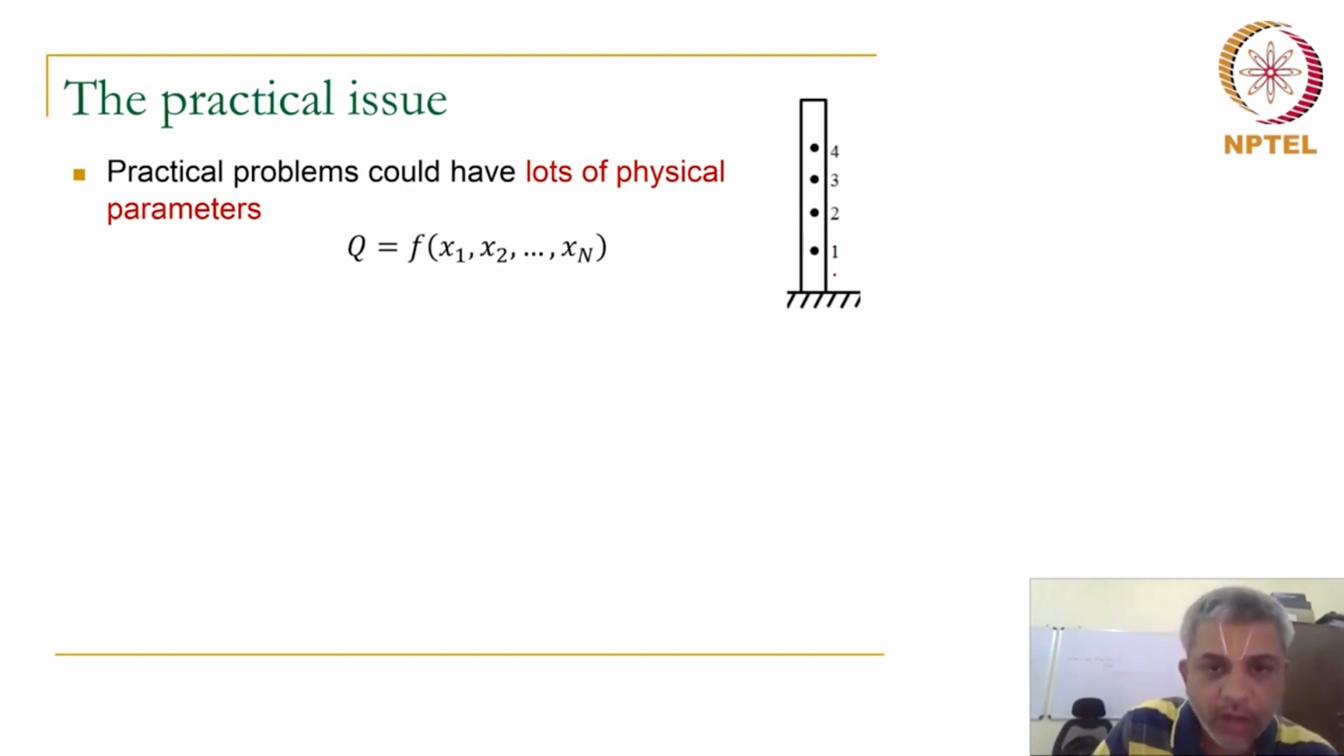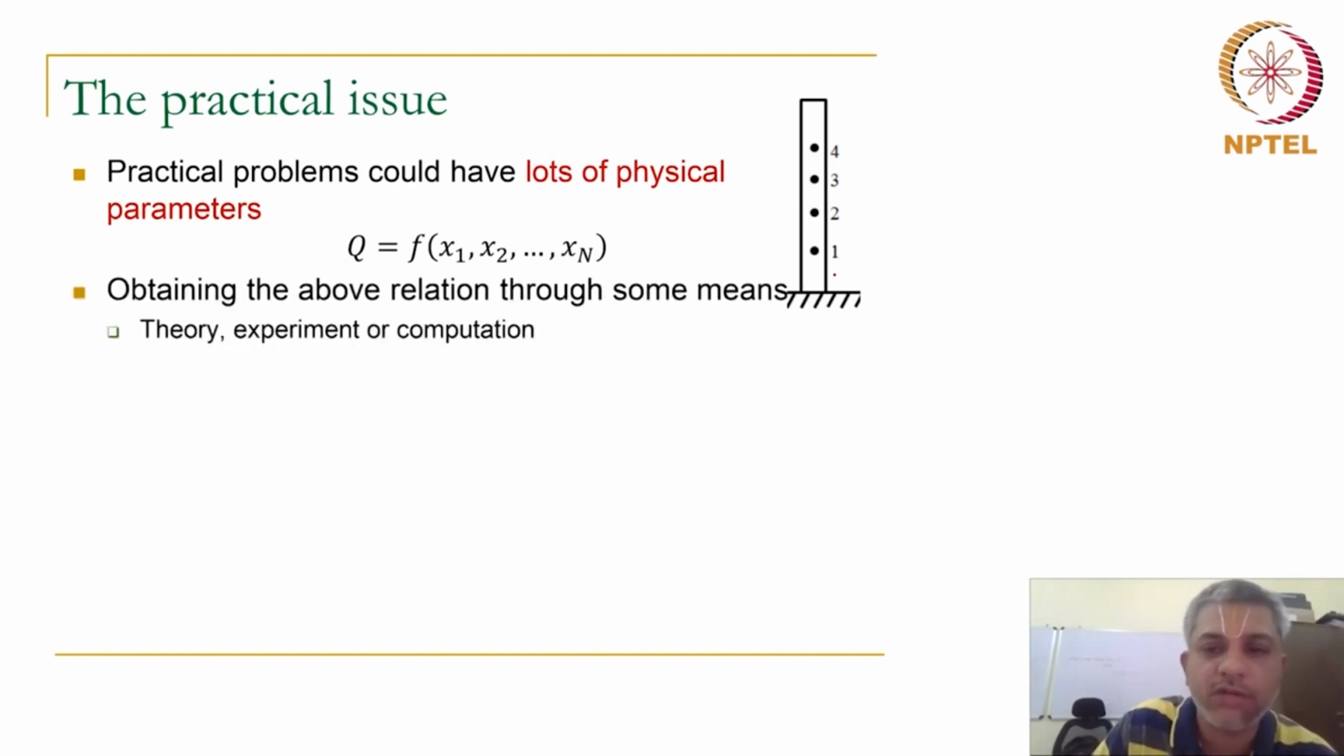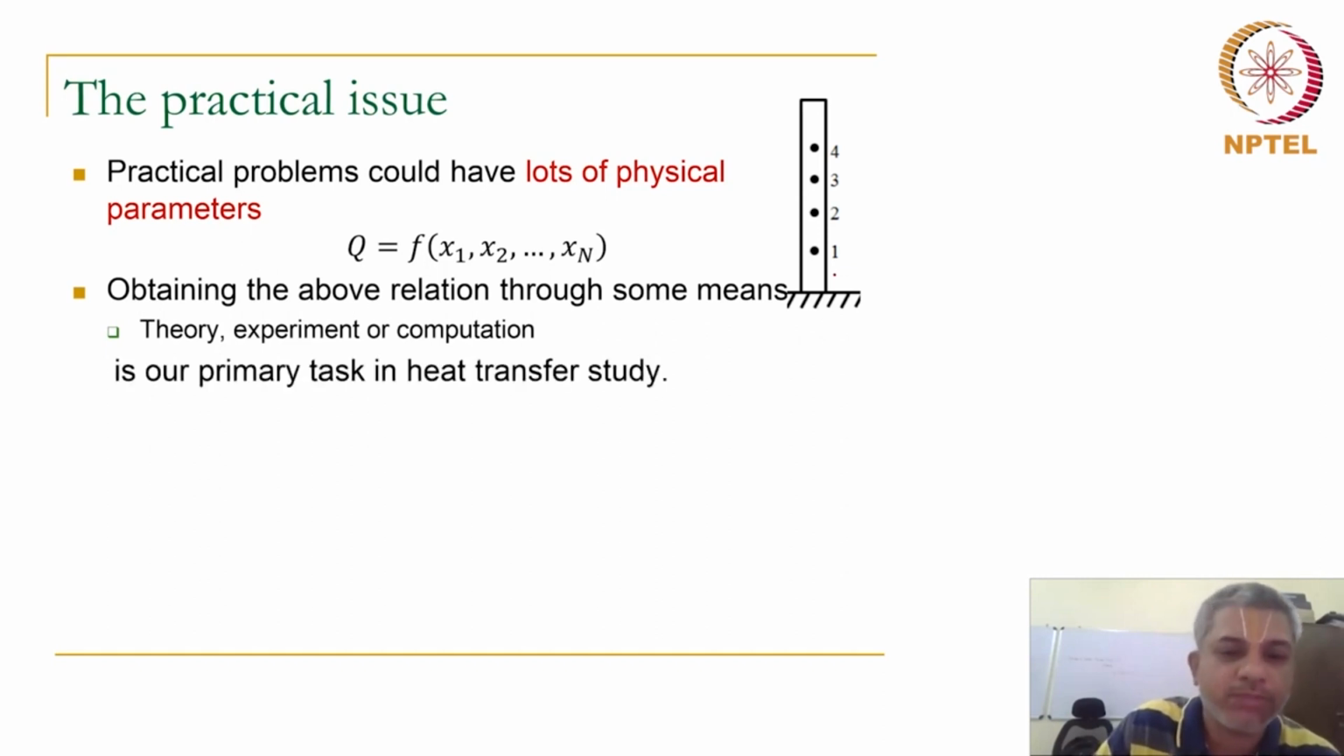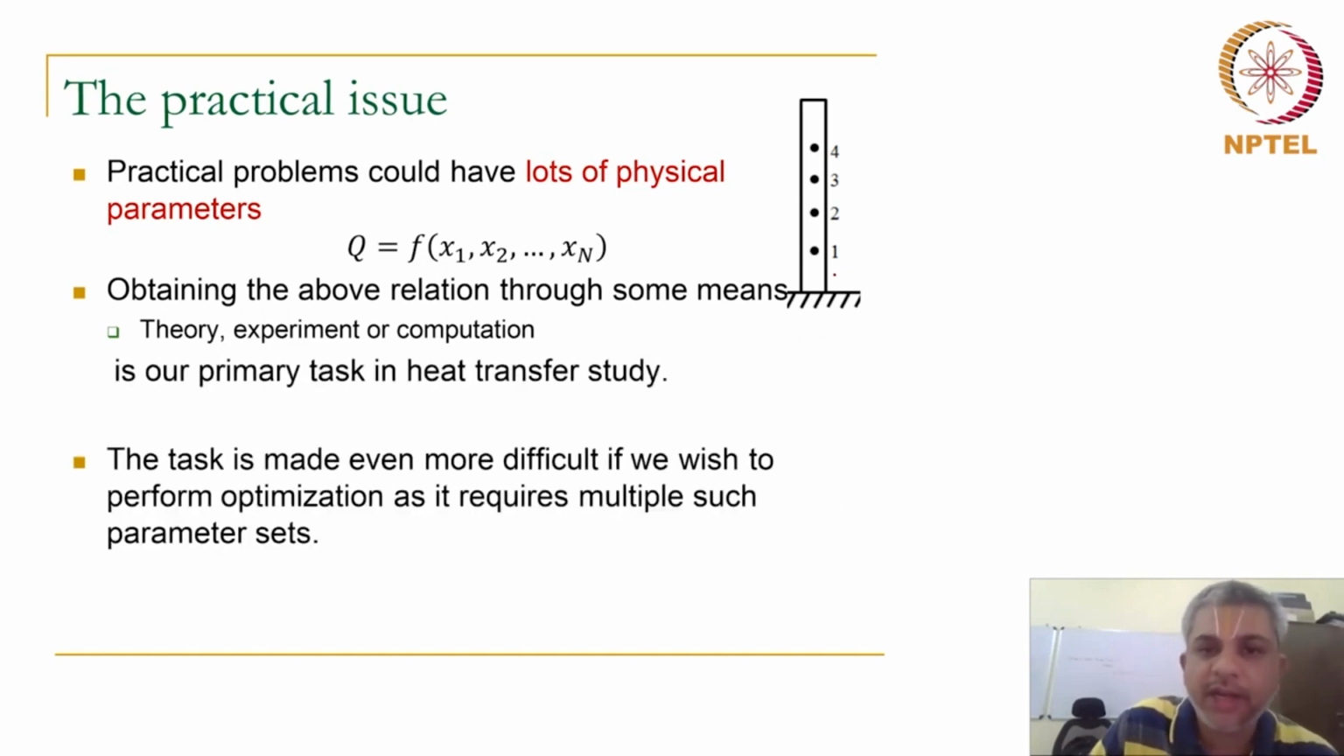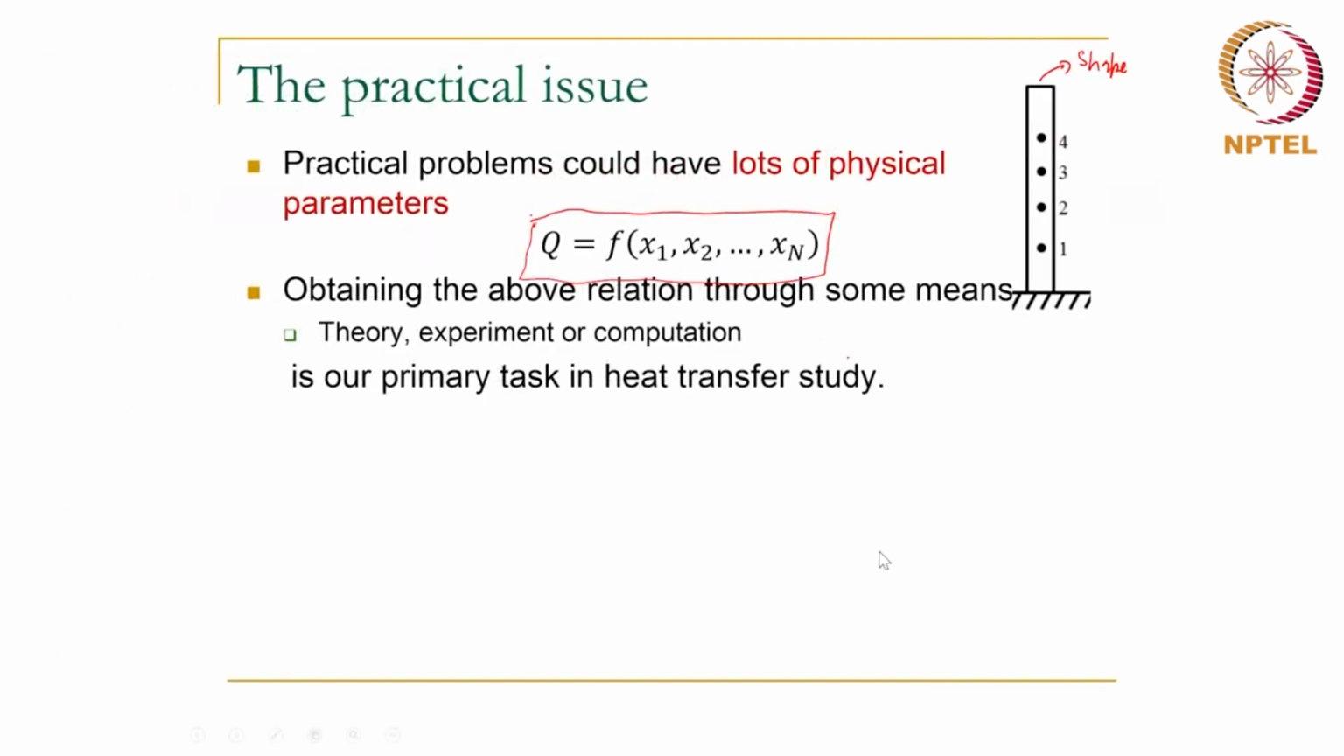Okay. Now, when you have a lot of physical parameters, you would have seen this in your fluid mechanics course also. You want to obtain this relationship. Again, same thing. You can either do this through theory, you can do this through experiment, or you can do this through computation. But there is a practical issue. The practical issue is that how many experiments will you do? How much theory will you do?